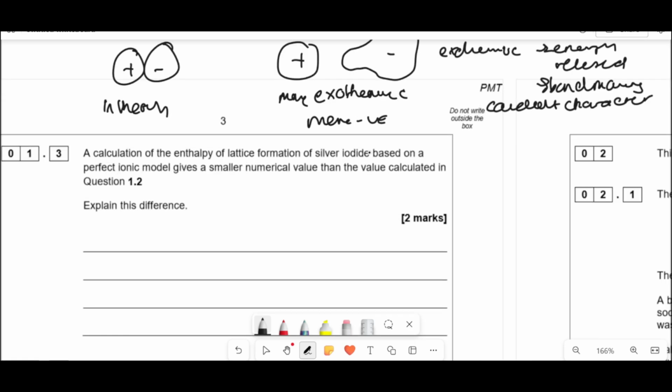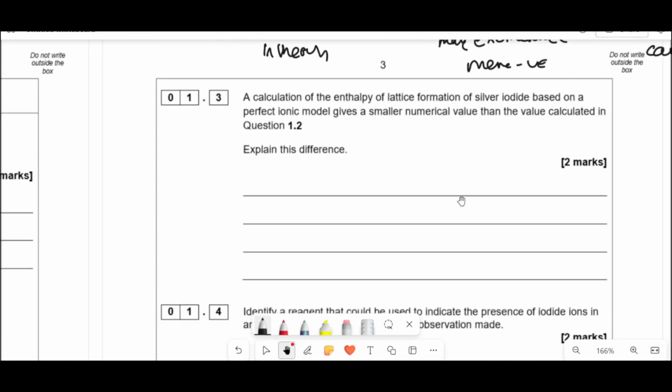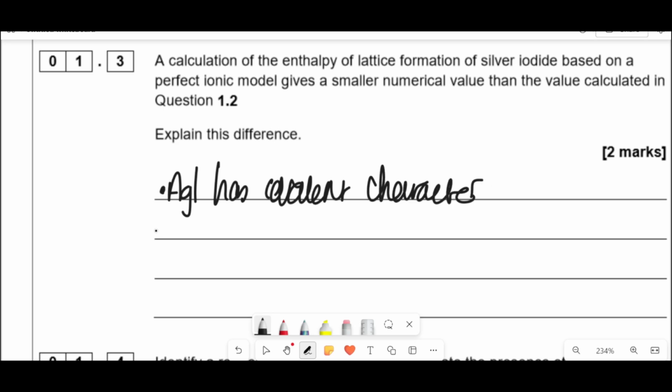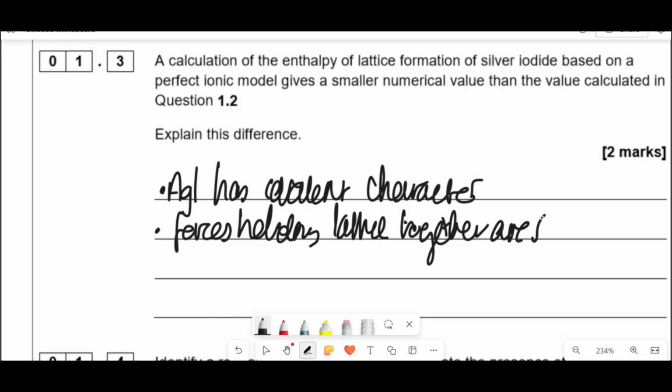So here, a calculation of the enthalpy of lattice formation for silver iodide based on a perfect ionic model gives a smaller numerical value. Explain this difference. It's because it must have a covalent character. So AgI has covalent character because the forces holding the lattice together are stronger.